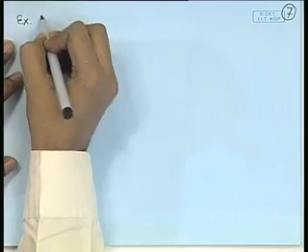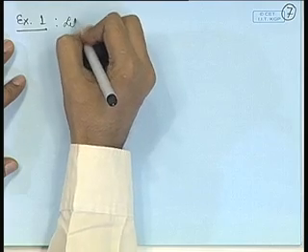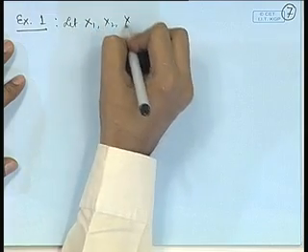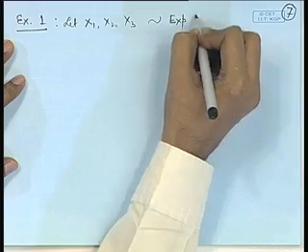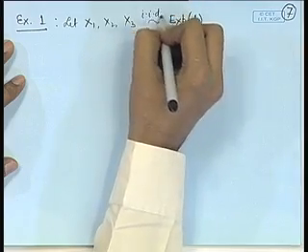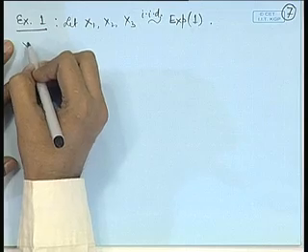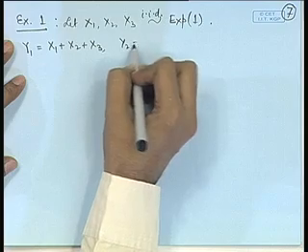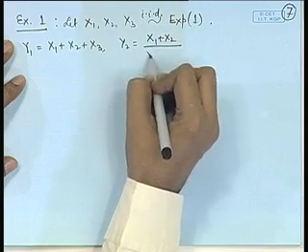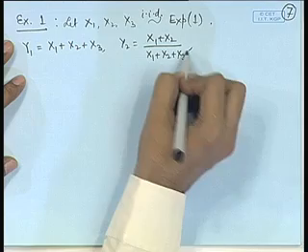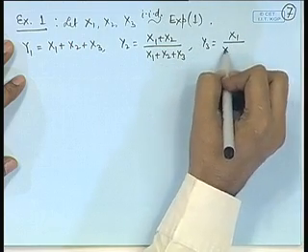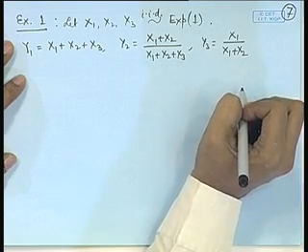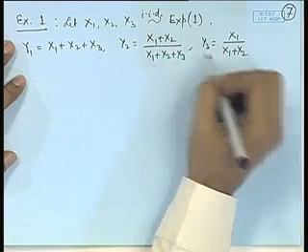So let us look at a few applications here. Let x1, x2, x3 follow exponential with lambda is equal to 1. Suppose they are independent and identically distributed random variables. Let me define y1 is equal to say x1 plus x2 plus x3, y2 is equal to say x1 plus x2 divided by x1 plus x2 plus x3, and y3 is equal to say x1 by x1 plus x2. We are interested in the joint and marginal distributions of y1, y2 and y3.